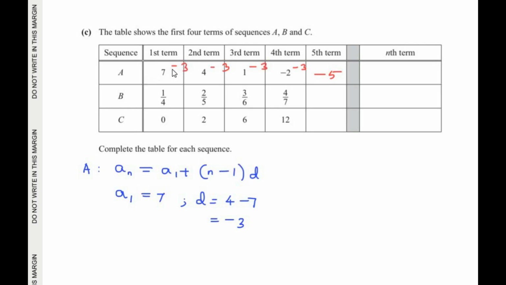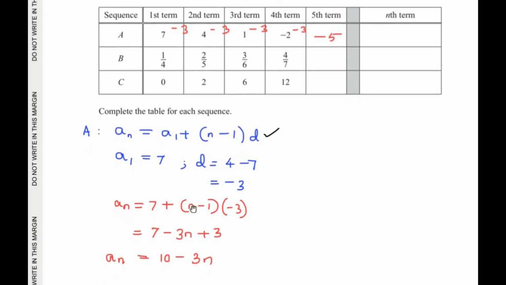Now here our first term of the sequence is 7. So a1 is going to be 7. D is the common difference, which is negative 3. We saw that. So here we are going to write d is equal to negative 3. Now we are going to plug in the values of a1 and d in this formula. So we have an is equal to 7 plus n minus 1 times negative 3.